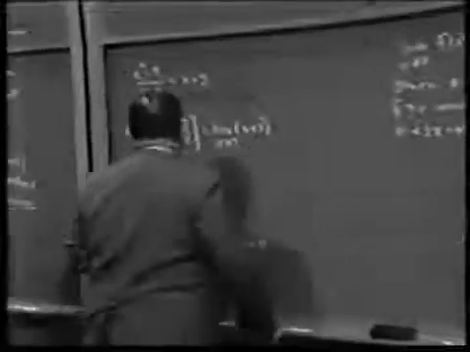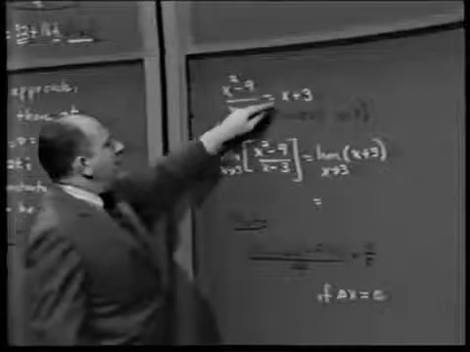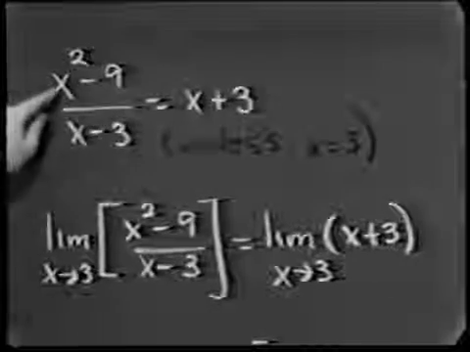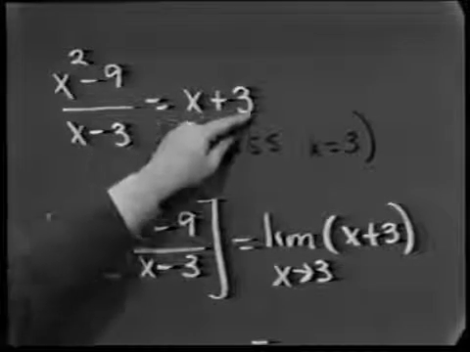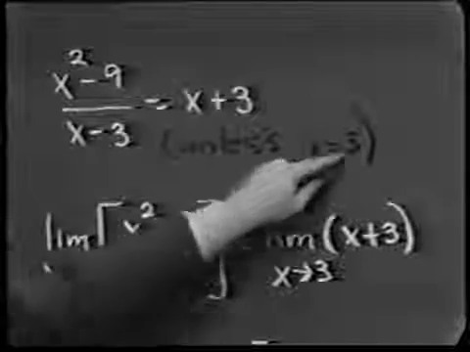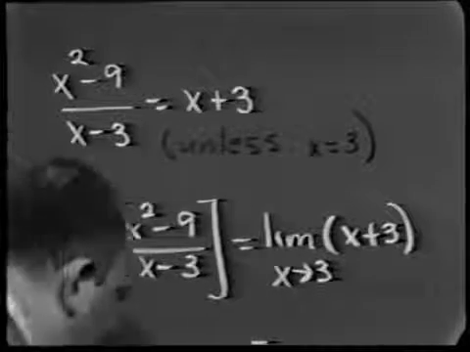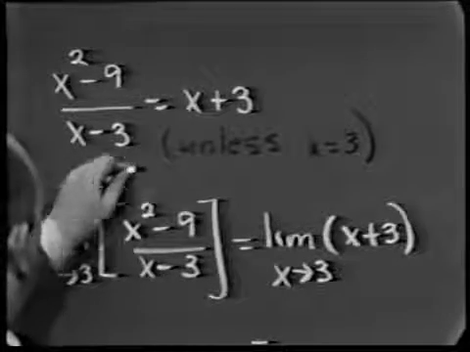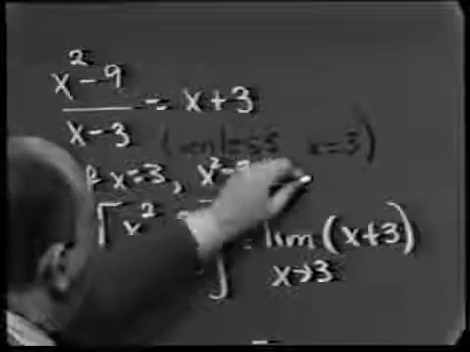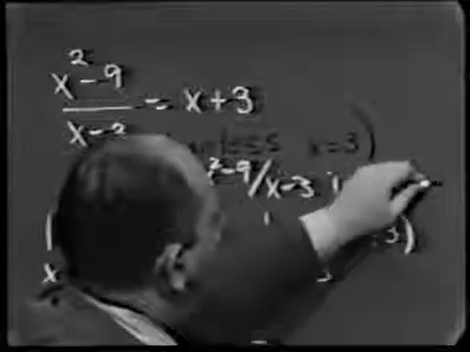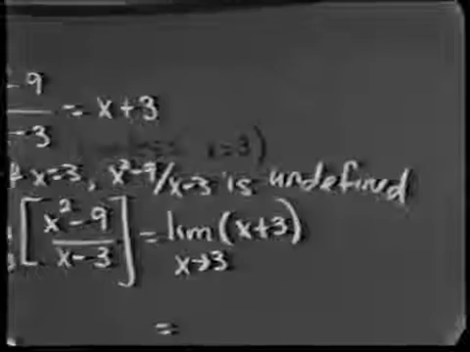In fact, to have been more precise, what we should have said was not that x squared minus 9 over x minus 3 equals x plus 3, but rather x squared minus 9 over x minus 3 equals x plus 3 unless x equals 3. And by the way, I should add here that if x equals 3, then x squared minus 9 over x minus 3 is undefined. You see, that's what we called 0 over 0, undefined, indeterminate.